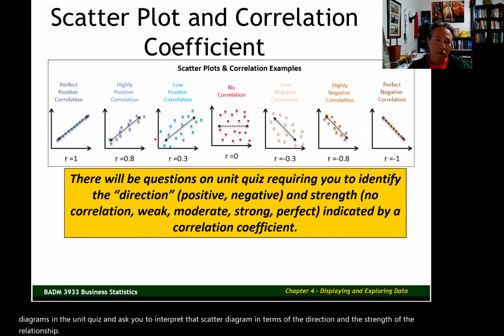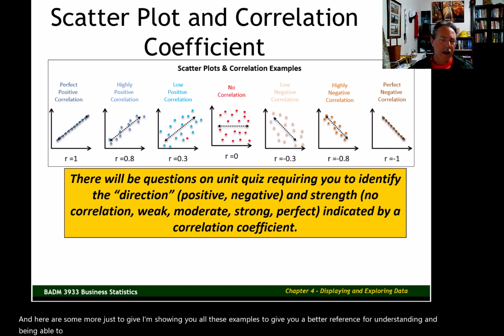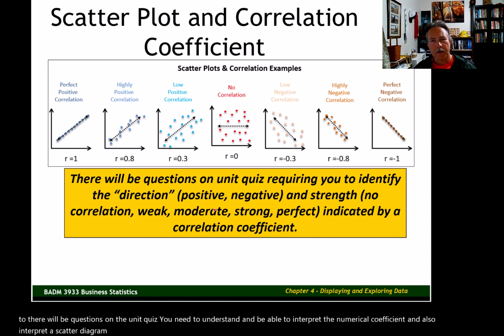And here are some more. I'm showing you all these examples to give you a better reference for understanding and being able to interpret a scatter diagram when you see these data points plotted on a scatter diagram. As I've already alluded to, there will be questions on the unit quiz. You need to understand and be able to interpret the numerical coefficient and also interpret a scatter diagram, the pattern of data points in a scatter diagram.